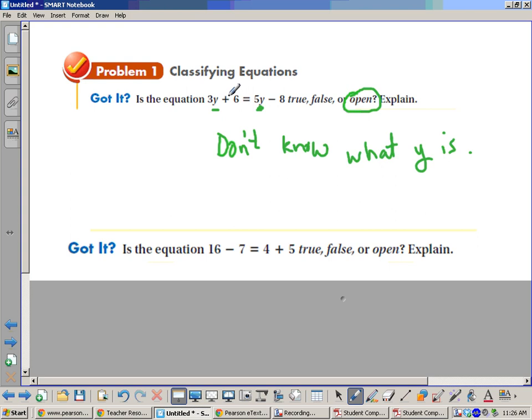So anything with a variable is going to be open unless we can solve for it, which we will learn how to do in the next chapter.